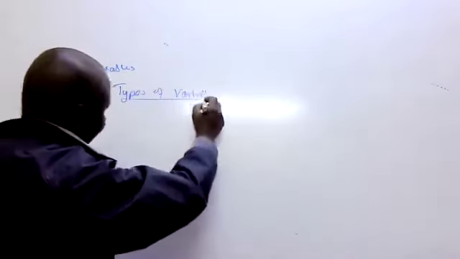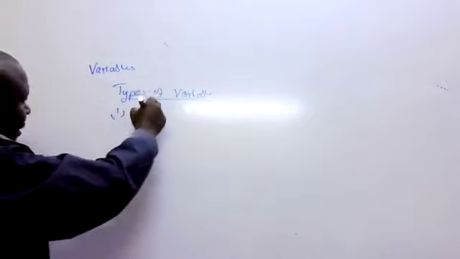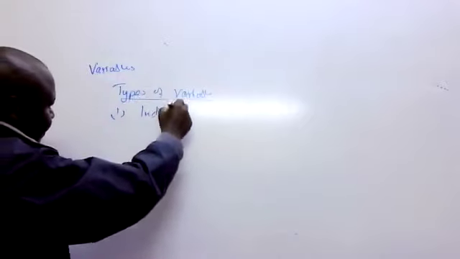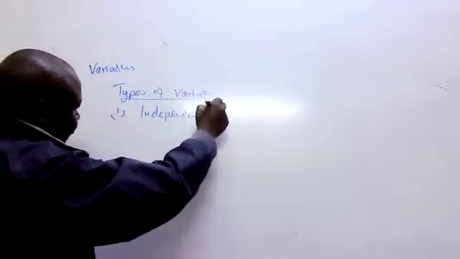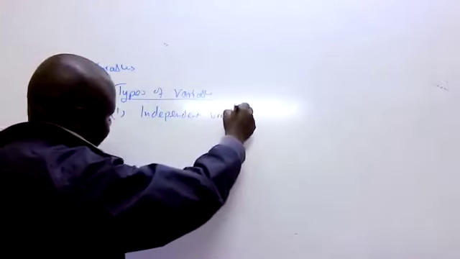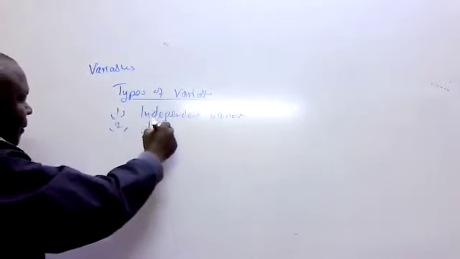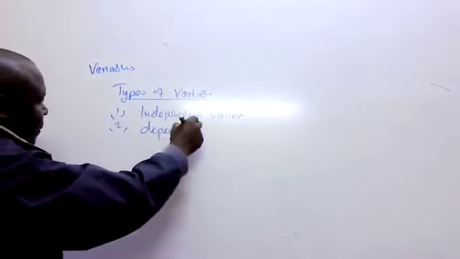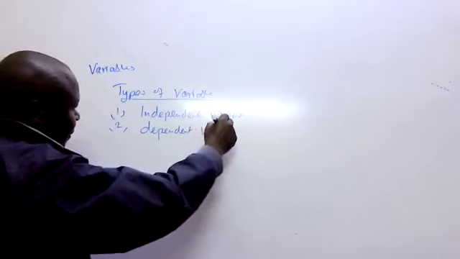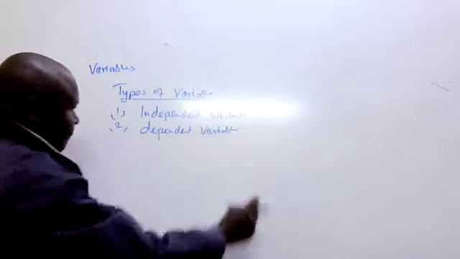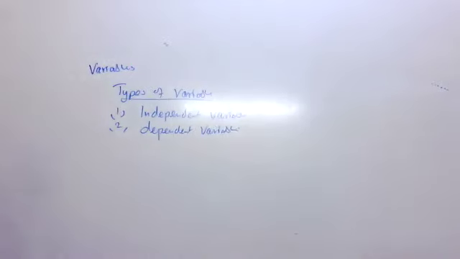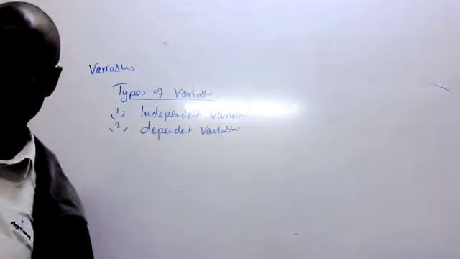We have two types. One is known as independent variables. The next one is known as dependent variables. So we have two types: independent variables, and the second one, dependent variables. We start with the independent variables.